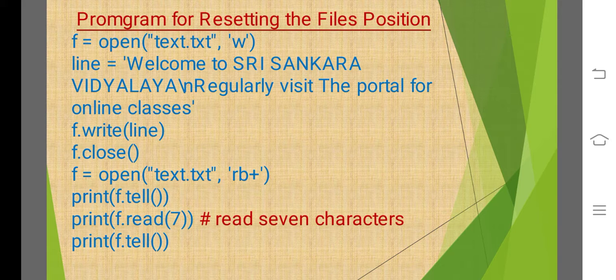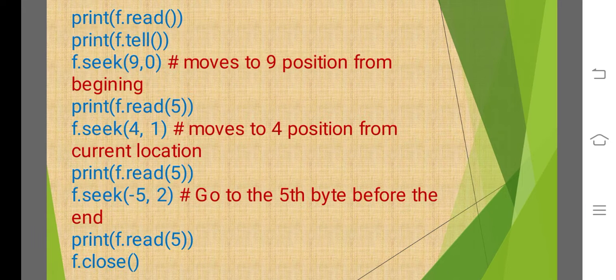The tell function tells the position of the cursor, where the pointer is in a particular file. Because when we open the file the pointer is always at the starting position, it displays 0. After that f.read(7) reads the 7 characters. Again print f.tell tells the position, which shows 7.